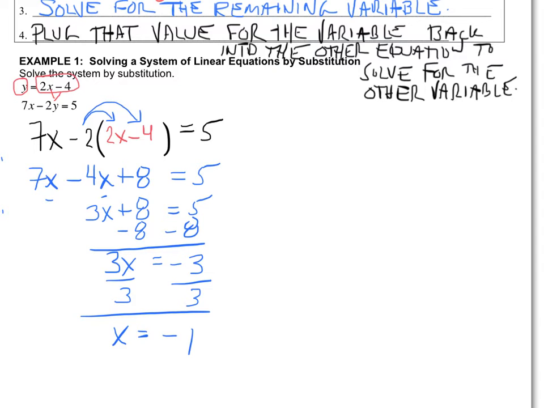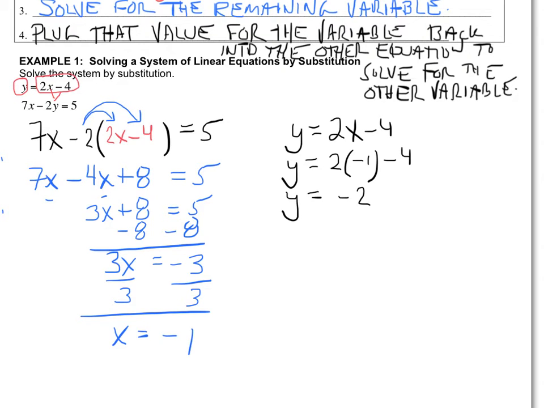A solution, as we saw in the last section, is not just the x value, it's not just the y value, it's both. So we need to have the x and the y. At this point, I need to go back to the other equation, which is y equals 2x minus 4. I now have the x value. So I'm going to plug in the x that we just found, which is negative 1, into the x of that equation. All I have to do is use 2 times negative 1, which is negative 2, and subtract 4. I get negative 6 for the y value.